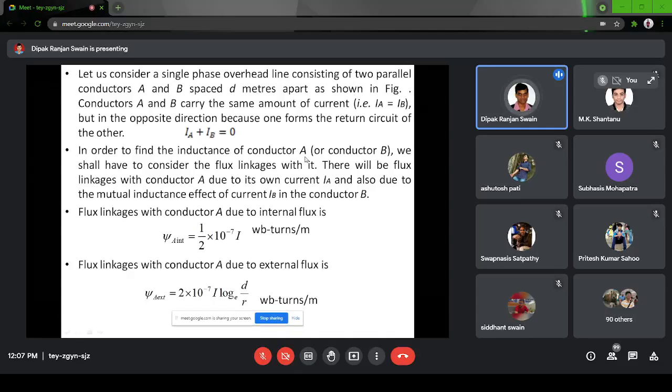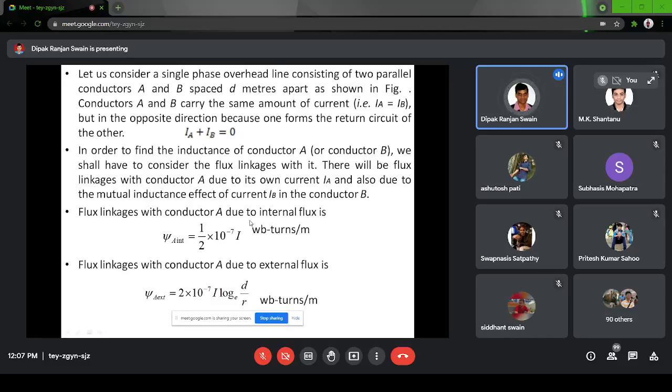In order to find the inductance of conductor A or B, we shall have to consider the flux linkage with it. There will be a flux linkage with the conductor due to its own current. The current through conductor A is written as IA and through B as IB. So there will be a flux linkage due to its own current IA and also due to the mutual inductance effect of the current IB.